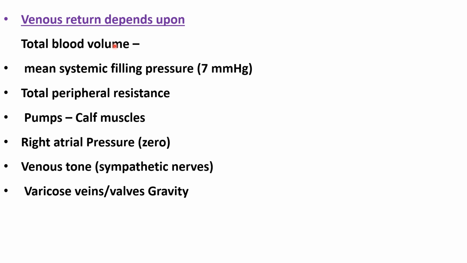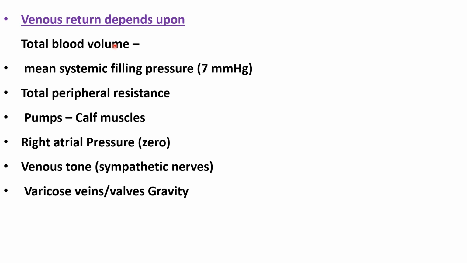Total peripheral resistance, we will be discussing it in our circulation lecture, and if you have listened to that lecture previously, you might be knowing about it. And for the newcomers, this will be discussed in circulation lecture number 1. So wait for it. The total peripheral resistance affects the venous return. If it is normal, venous return is good. If it is more, venous return is decreased. If it is less, venous return is again decreased.